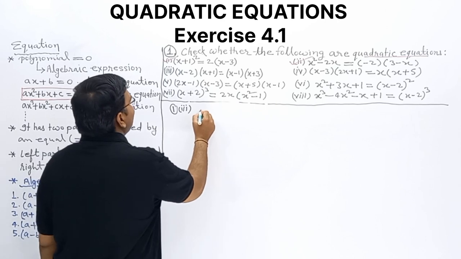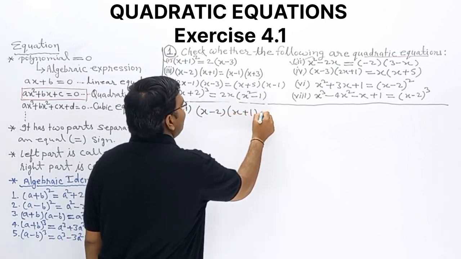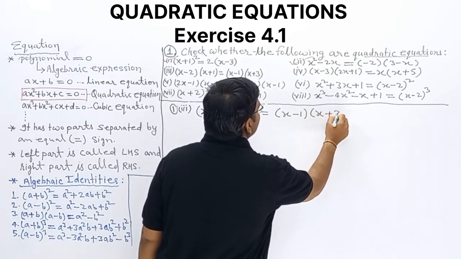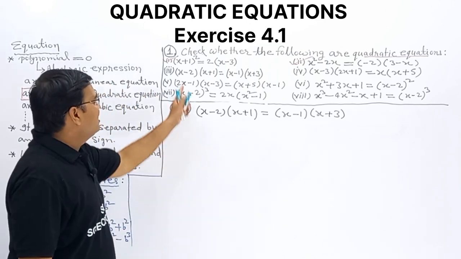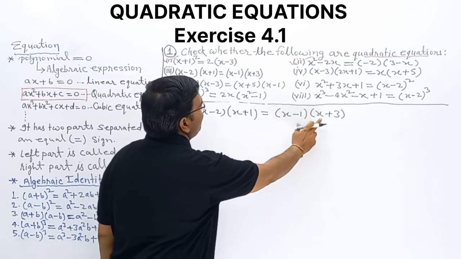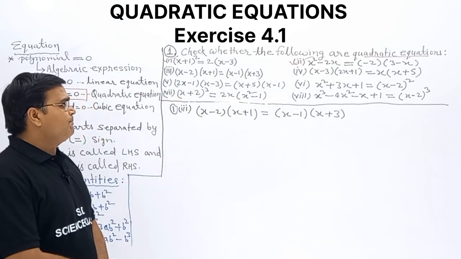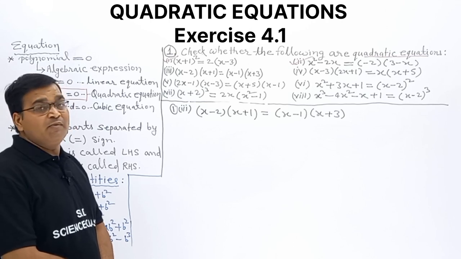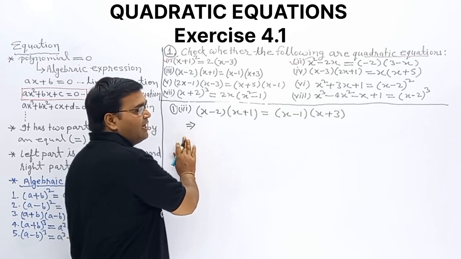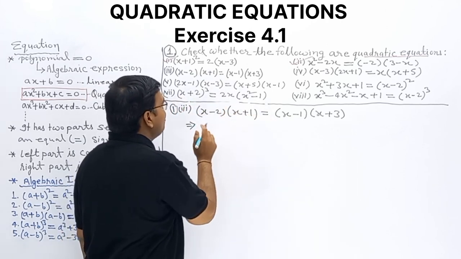Now question number 3: x minus 2 into x plus 1 equal to x minus 1 into x plus 3. Observe carefully. Simple. How will we solve? We will multiply. We will solve this bracket. So how to solve this bracket? First use this symbol there, because this is the equation. Now multiply each term to this bracket.